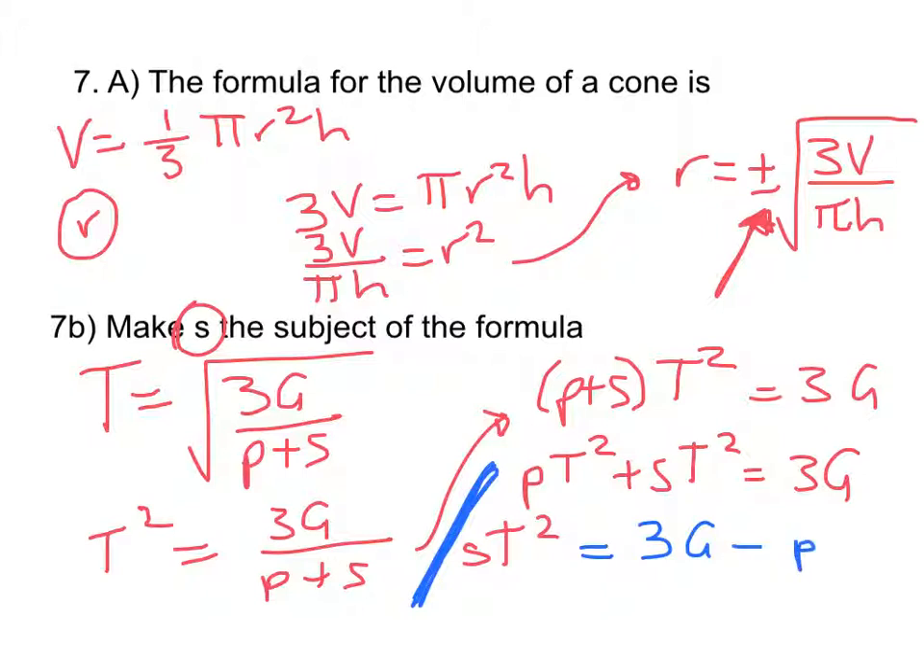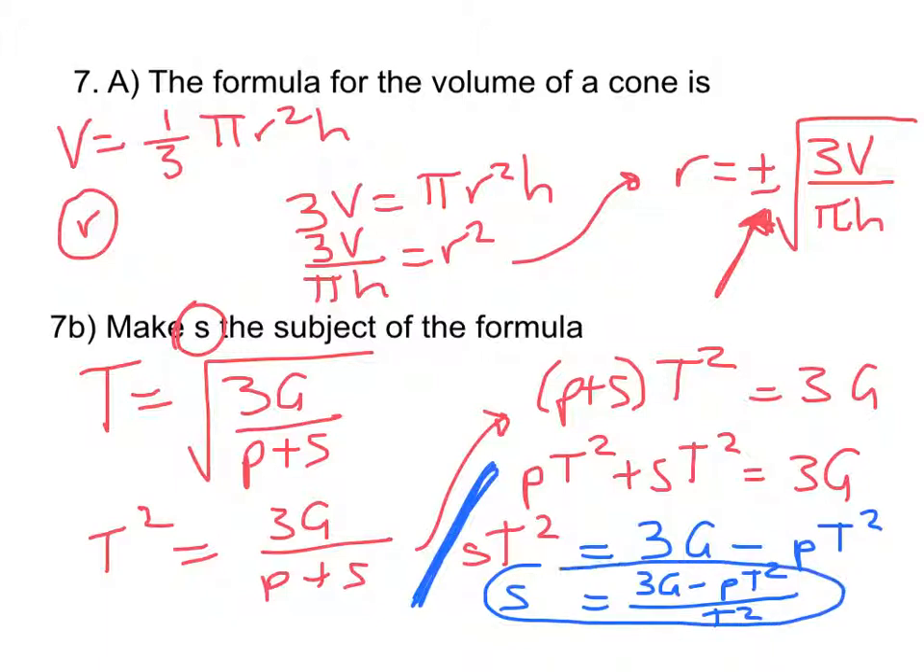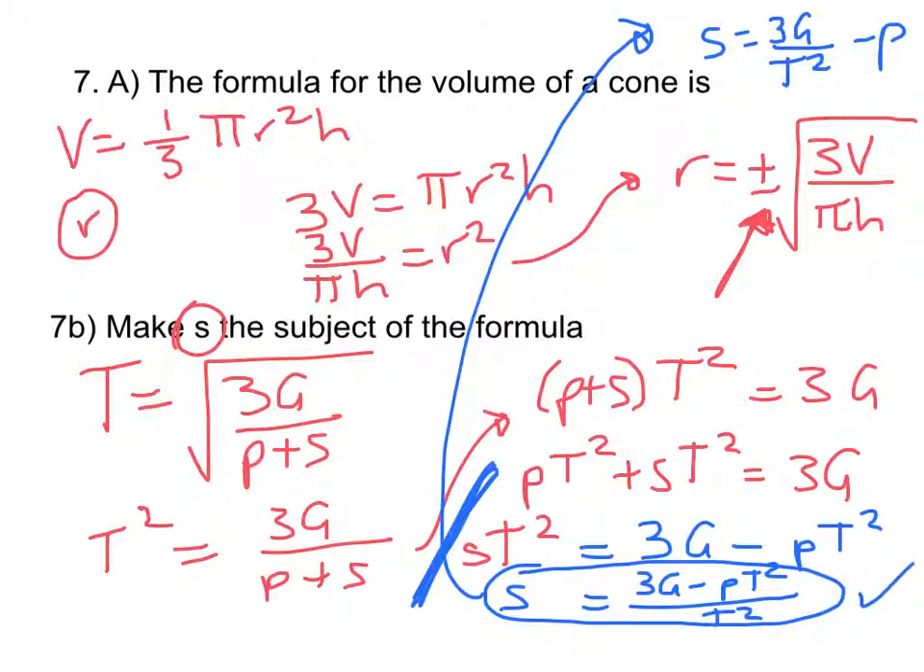3g take away p t squared. Lastly we're going to divide through by t squared. So we'll have s equals (3g minus p t squared) over t squared. Now that's one way to write it. The nicer way to write it would be s equals 3g over t squared, minus p. But I think either of those would be fine.